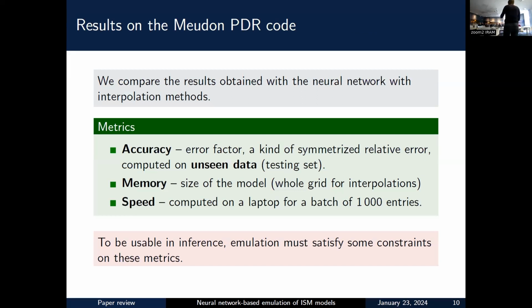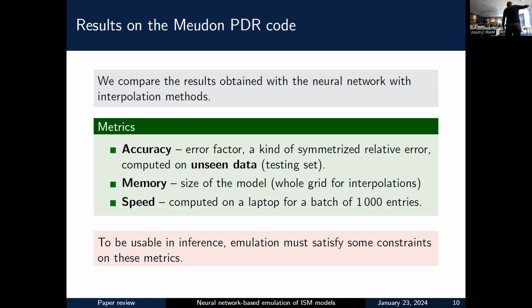And so once we have this architecture which evolved from the multi-layer perceptron, we'll try to compare the results with interpolation methods using 3 metrics. The first one is the accuracy. We'll use something called the error factor, which is a kind of symmetrized relative error. They are computed on unseen data.